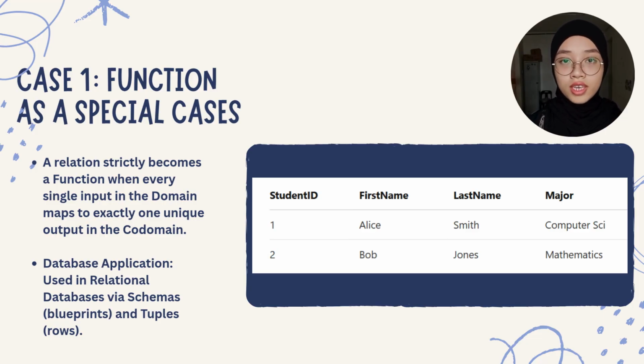Using things called schemas and tuples, look at the students table displayed on the slide. This schema defines the columns, and each row is a tuple. Here, the column student ID acts as a unique identifier, or a primary key. Because of functional mapping, student number 1 can only point to Alice Smith, and ID number 2 can only point to Bob Jones. This rule guarantees that the database never mixes up students' profiles or creates duplicate, corrupted identities.